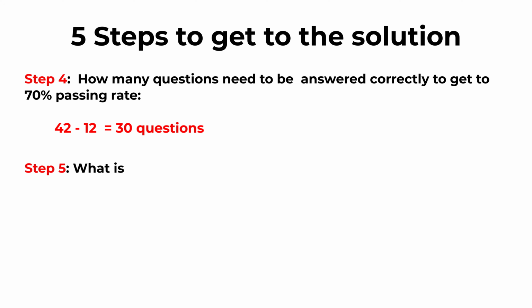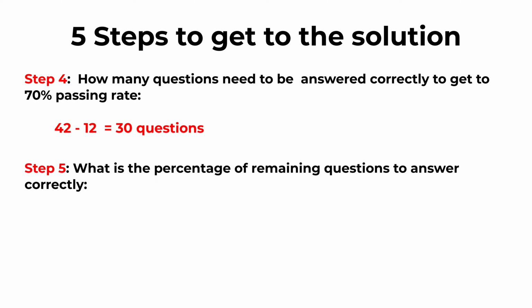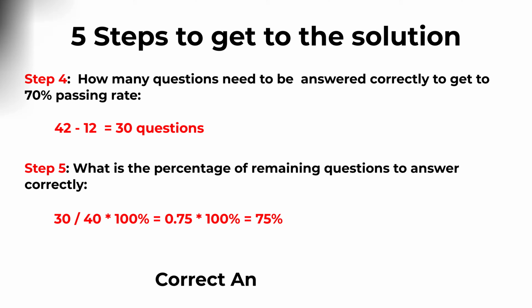So the last calculation we need to do is to calculate what percentage of the remaining questions we need to answer correctly. To do this, we divide 30 by 40 and multiply it by 100%, which is equivalent to 0.75 multiplied by 100%. And the correct answer is choice D, 75%.